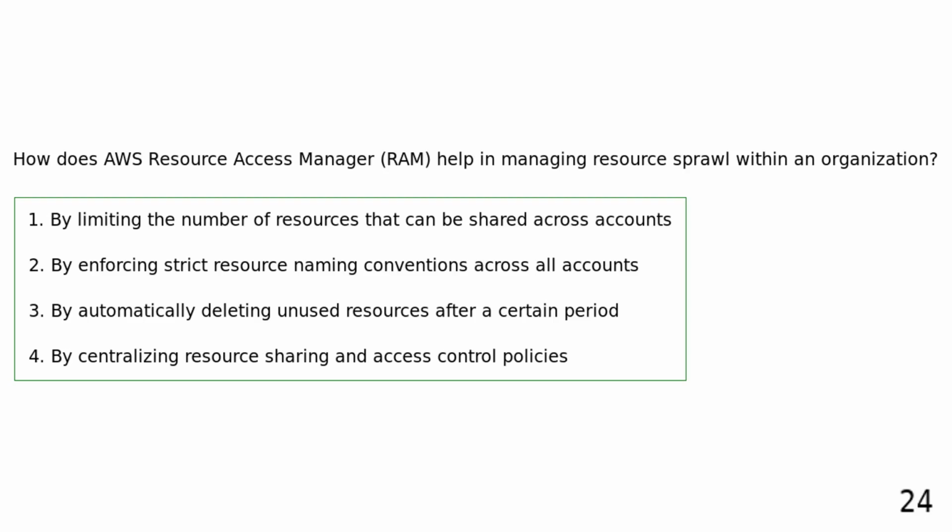How does AWS Resource Access Manager help in managing resource sprawl within an organization? By limiting the number of resources that can be shared across accounts. By enforcing strict resource naming conventions across all accounts. By automatically deleting unused resources after a certain period. By centralizing resource sharing and access control policies.